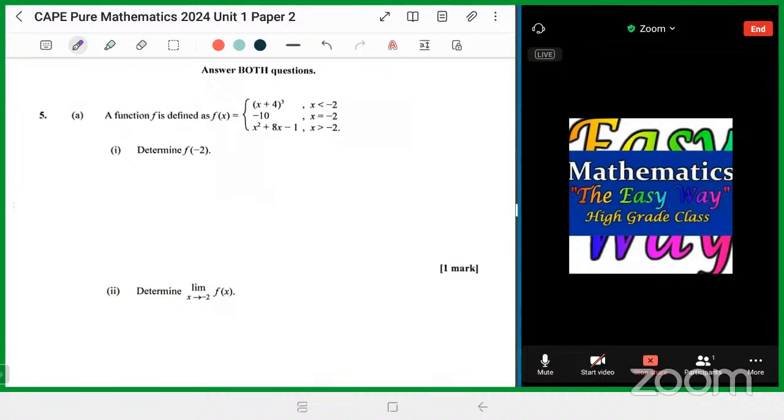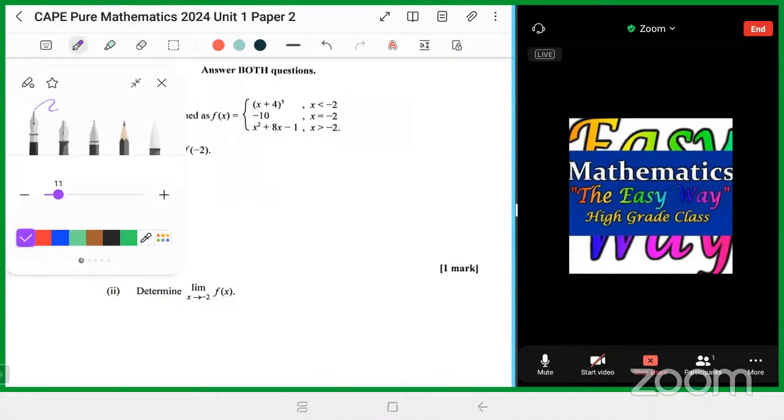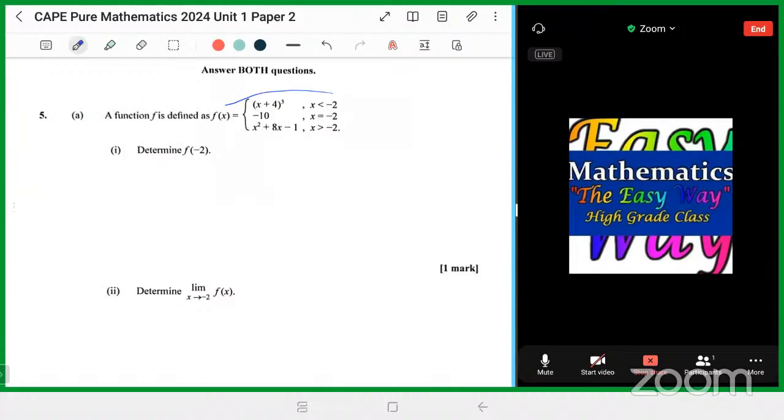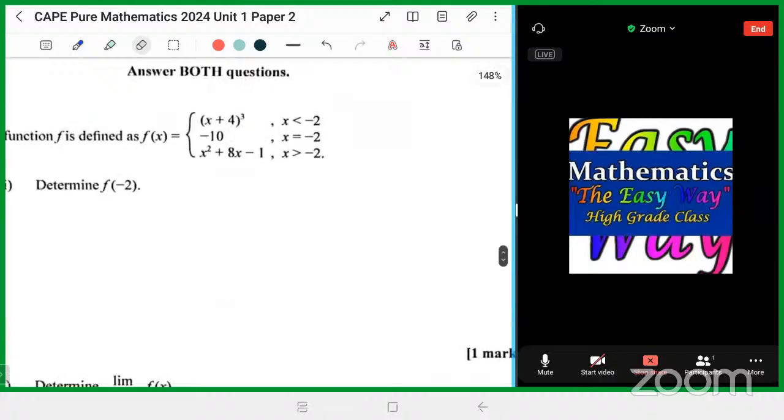Question number 5 gives us this function. It has 3 sections. There's a part of it for when x is less than -2, then -10 when x is equal to -2, so f of -2 is fine here. And when x is greater than -2, it becomes that function. So -2 is a critical value on this function.